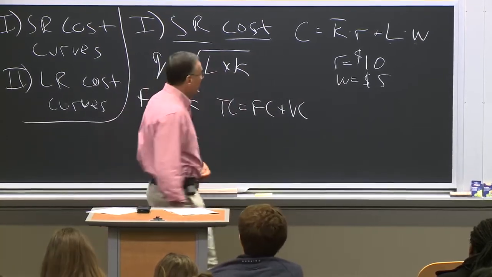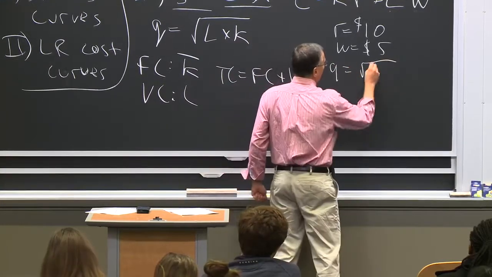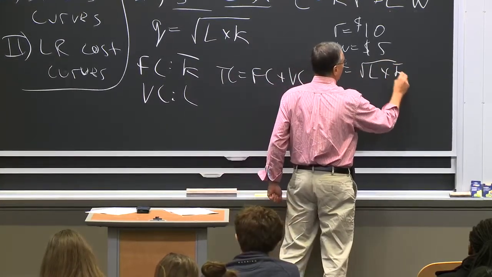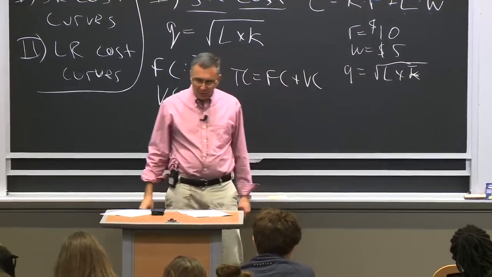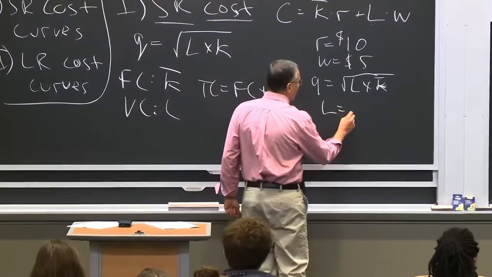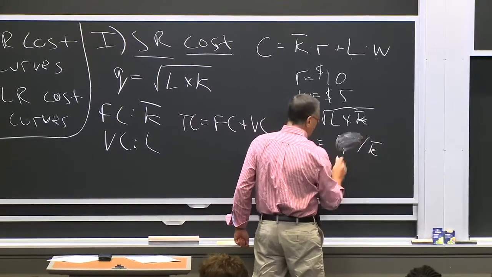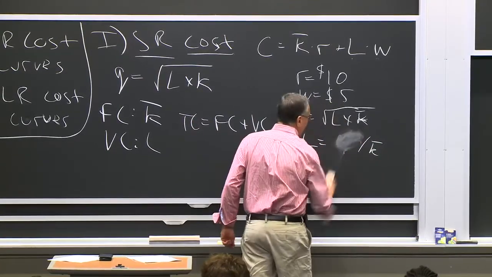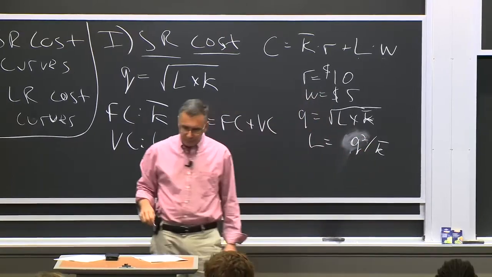How do you do that? Well, just look at the math. We know that Q equals the square root of L times K bar, in the short run. So inverting, that simply means that L equals Q squared over K bar.